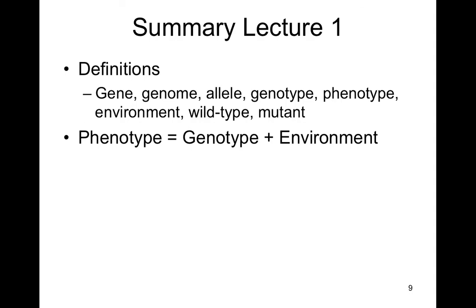To summarize Lecture 1, I have defined the terms gene, genome, allele, genotype, phenotype, environment, wild type, and mutant. These are terms you should already be familiar with from your previous genetics classes. These are terms that you need to be fluent with for this class. The fundamental law of genetics is that an individual's phenotype or traits can be explained by the contributions of genetic factors or genotype plus environmental factors.